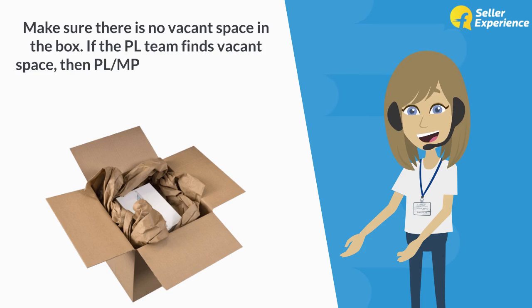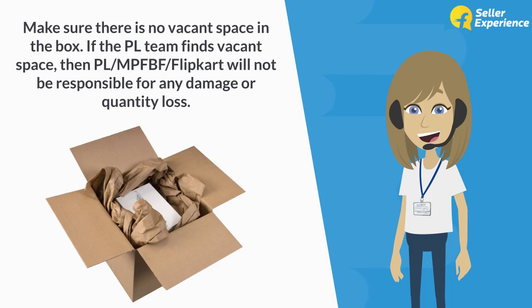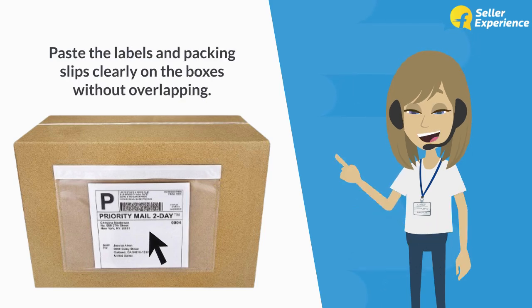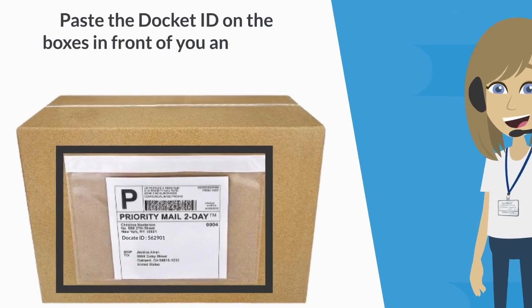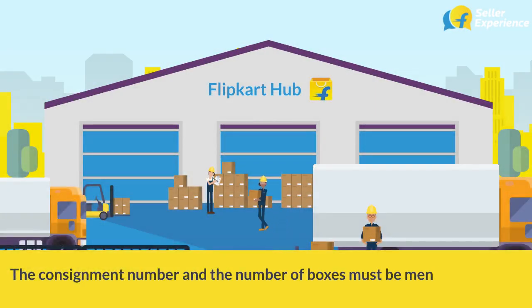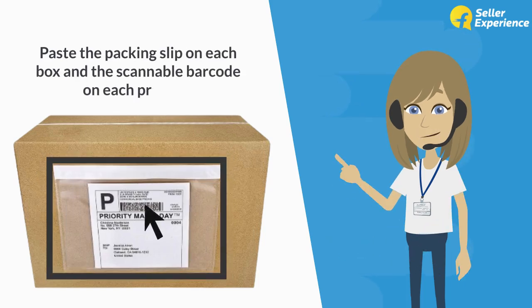If the PL team finds vacant space, then PL, MPFBF or Flipkart will not be responsible for any damage or quantity loss. Paste the labels and packing slips clearly on the boxes without overlapping. Paste the docket ID on the boxes in front of you and inside the vacant area of the box. The consignment number and the number of boxes must be mentioned on the docket copy handed to the transporter. Paste the packing slip on each box and the scannable barcode on each product.